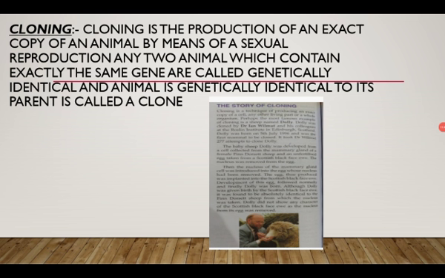Cloning. Now we will study cloning. Cloning is an asexual method of reproduction. Cloning is a technique of reproducing an exact copy of a cell, any other living part, or a whole organism. Perhaps the most famous example of cloning is a sheep named Dolly.